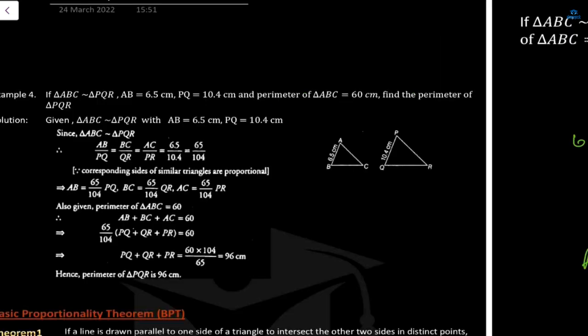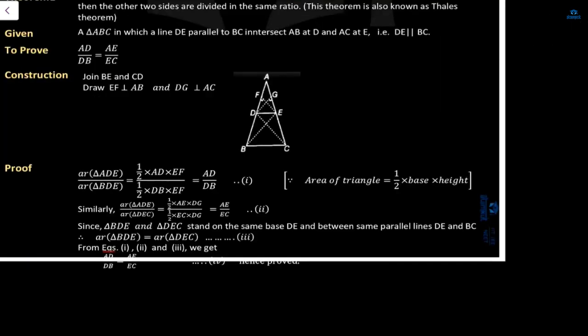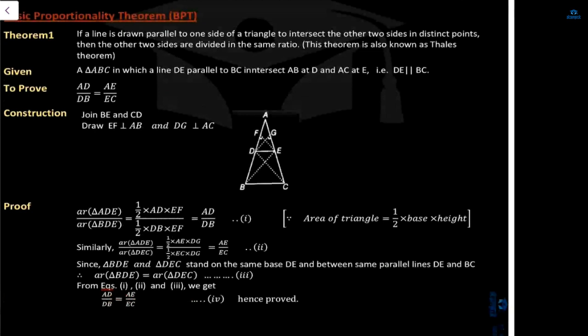Got it? Now comes one of the important theorems, the basic proportionality theorem. Many times you'll get this theorem or its converse attached with a question in 5 marks. Sometimes you can get the BPT alone in 3 marks, or a simple question based on the BPT with the proof in 5 marks. Both the converse and the BPT are important.